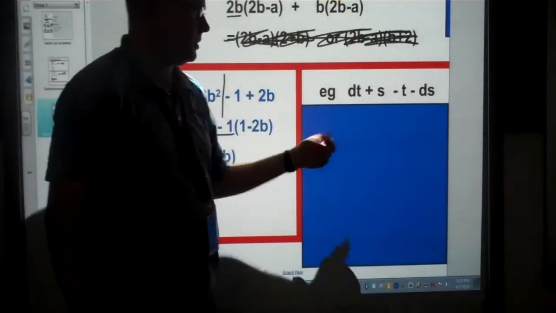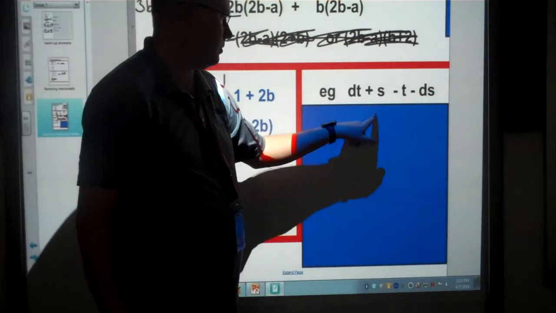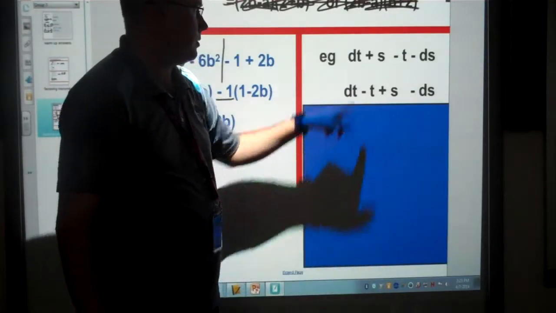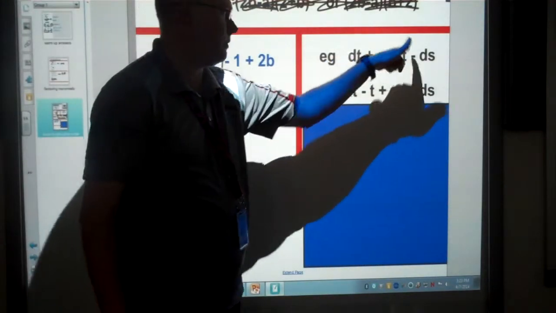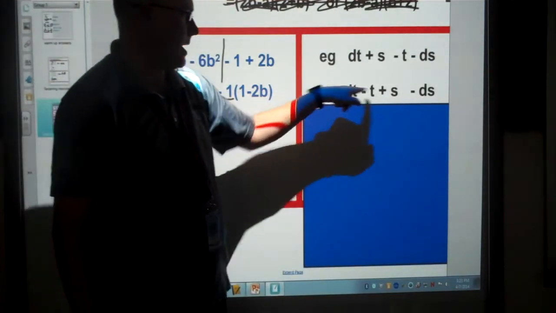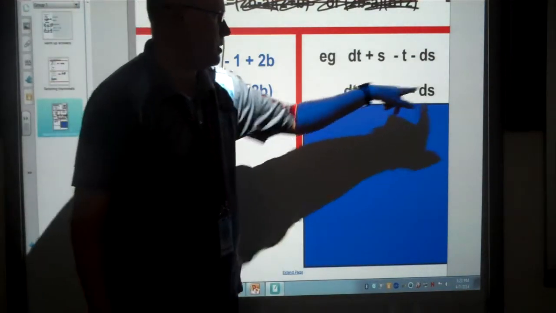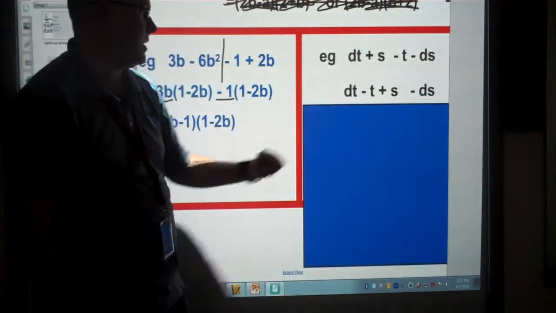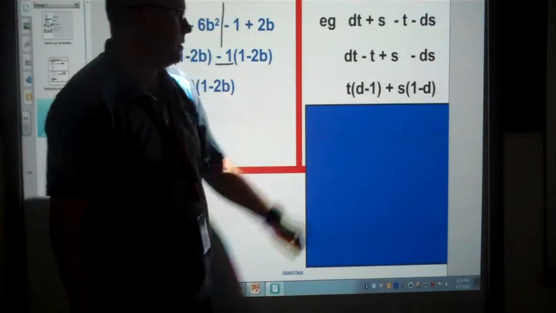So we have to switch the question around a little bit. We can use our commutative rule. So if I change the order around, if I move this term to here and move this term across, then notice now there is a GCF here of t, and there is a GCF here of s. So I'm allowed to do that using the commutative rule.